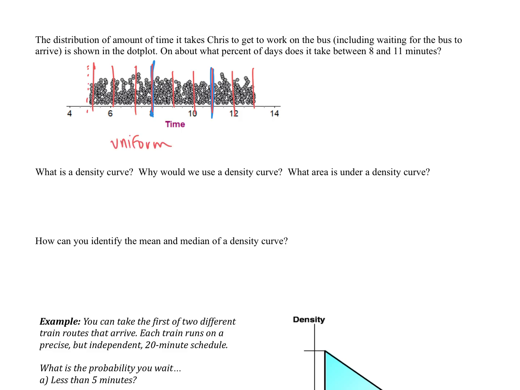Okay, so if we look at all of those rectangles, it looks like there's 1, 2, 3, 4, 5, 6, 7, 8. So it looks like there's about 8 sections. 8 and 11, which is here, takes up 3 of those sections. So we can approximate that about 37.5% of the time, it will take Chris between 8 and 11 minutes.